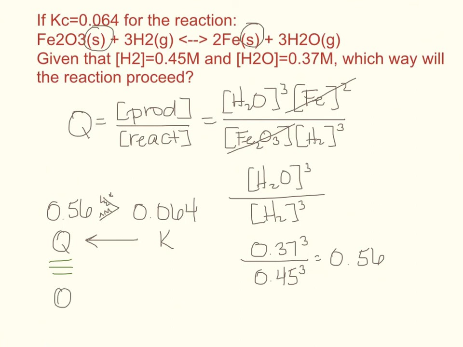If we calculated our Q value and it turned out to be equal to our K value, then our system is at equilibrium. If we calculated a Q and it turned out that Q was actually smaller than K, our reaction would proceed to the right, because that's the way our little monster would be chomping. And that's how you can determine which way a reaction is going to proceed given the equilibrium constant and then finding the reaction quotient.